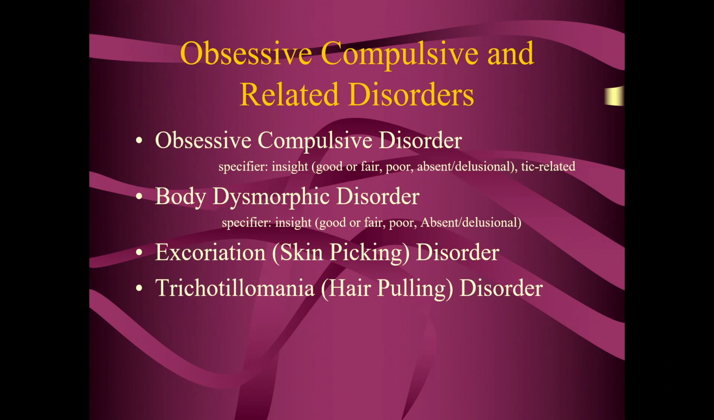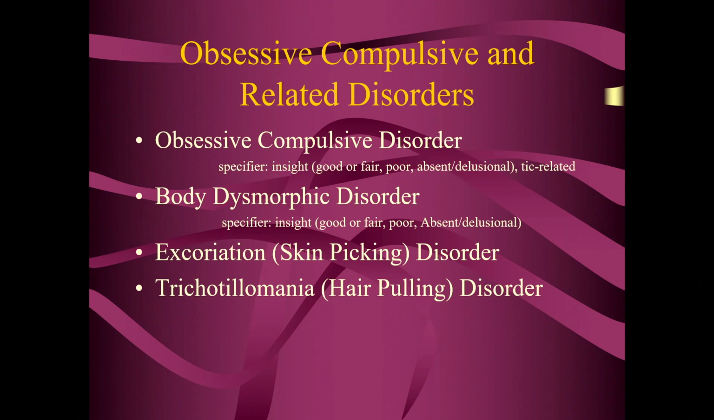And there are other disorders that existed throughout DSM in various kind of random places that were actually much more closely related to OCD than where they were. So these were all grouped together into a single chapter under obsessive compulsive related disorders. So of course, the first obsessive compulsive related disorder is OCD itself. And I've listed here, there are specifiers for OCD. There's insight, which is good or fair, poor, absent / delusional, and tic related.